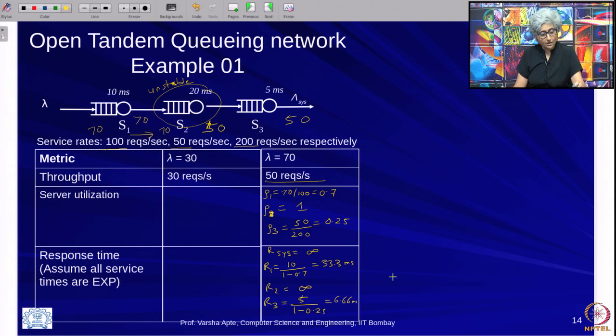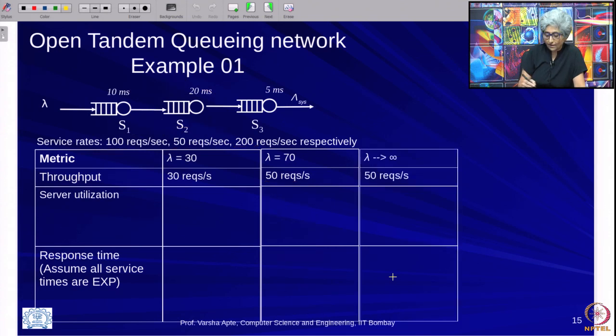Okay. So now we have seen lambda which is 30, less than the entire tandem queuing network's capacity, and 70 which is more than some server's capacity, less than some other. Now let's take lambda to infinity. Of course the bottleneck throughput remains 50 requests per second because that is what the slowest server is, so throughput remains 50 requests per second. Now let's go one by one again. As lambda goes to infinity, of course rho 1 will go to 1 because it will exceed 100 eventually.